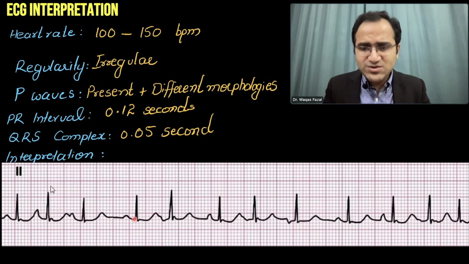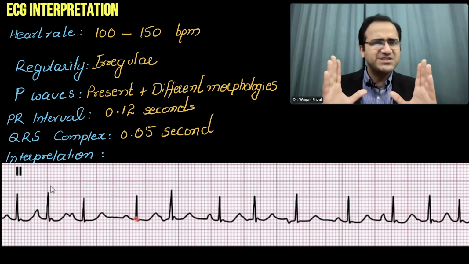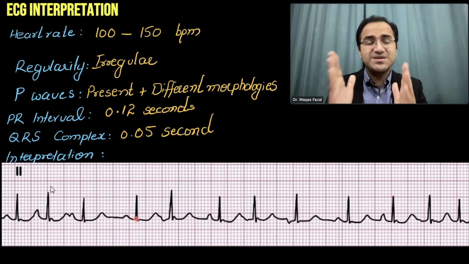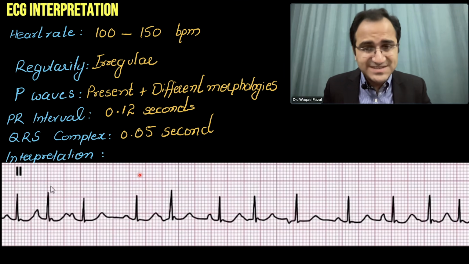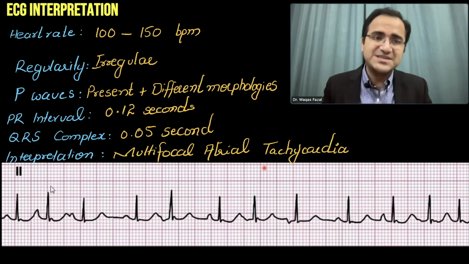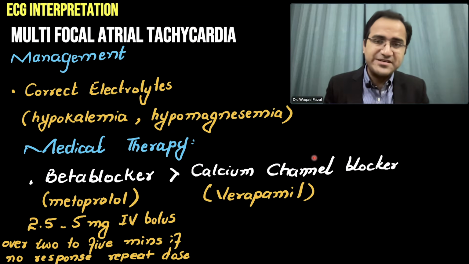If you look at the QRS complexes, they are very beautiful, small, narrow. The QRS complexes are normal in multifocal atrial tachycardia and wandering atrial pacemaker, because the problem is in the atria, the problem is not in the ventricles. The interpretation of this ECG is multifocal atrial tachycardia. Now coming to the management of multifocal atrial tachycardia.